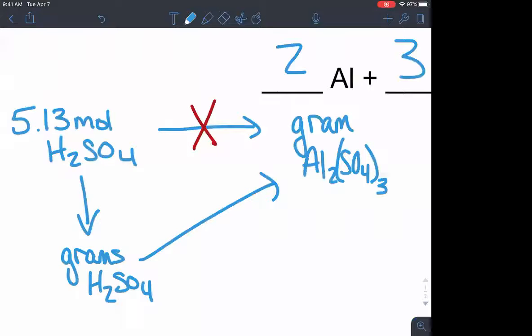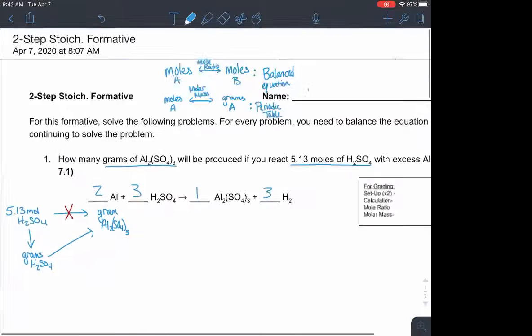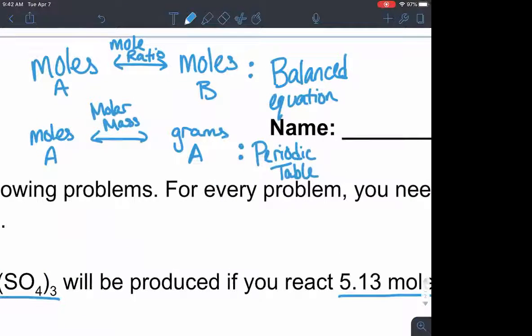Okay. So now, we went from moles of H2SO4 to grams of H2SO4. Can we go from grams of H2SO4 to grams of Al2(SO4)3? Do we have a conversion up here that gets us from grams to grams? Molar mass. So the molar mass, let's look at it. We start with grams of one compound. We can go to what using the molar mass? Moles. We would go to moles of that compound.